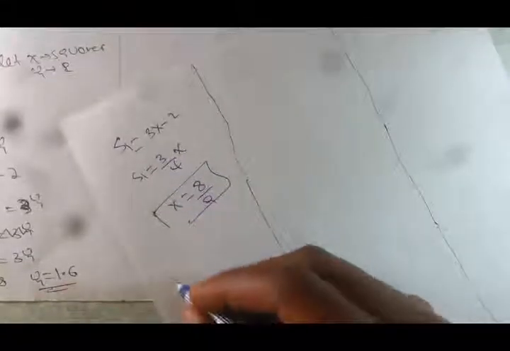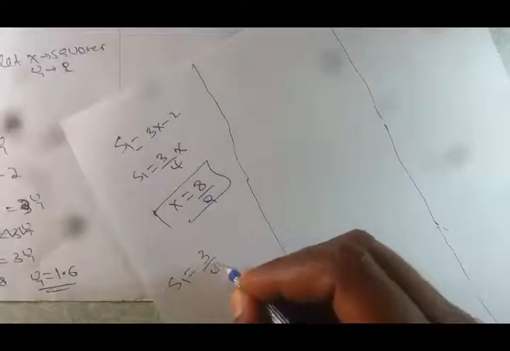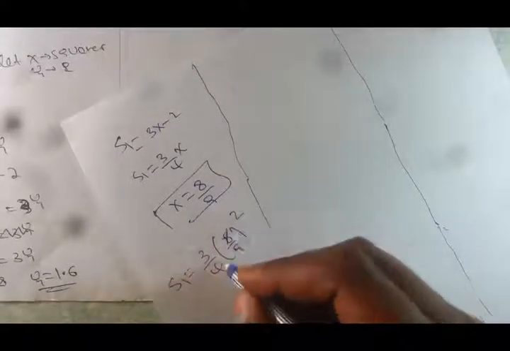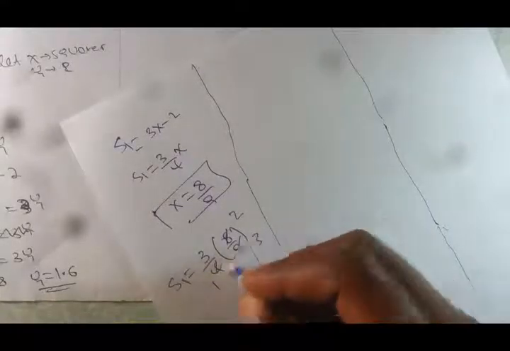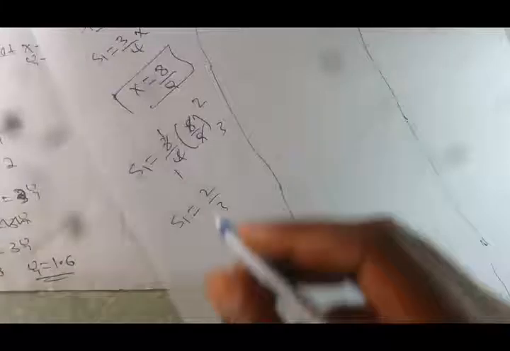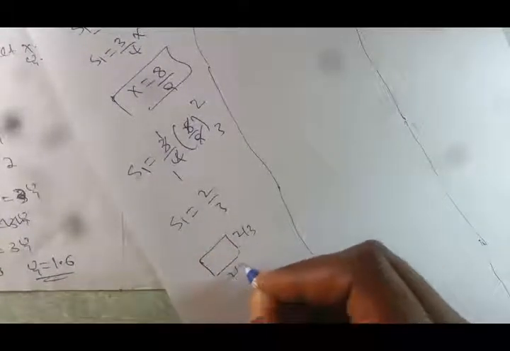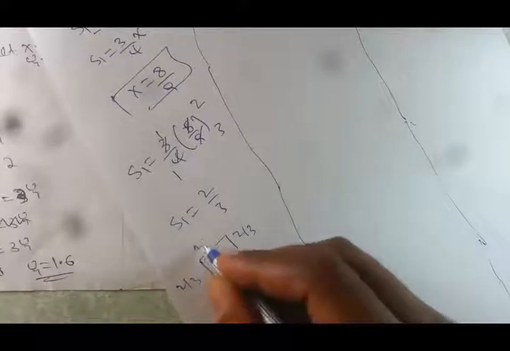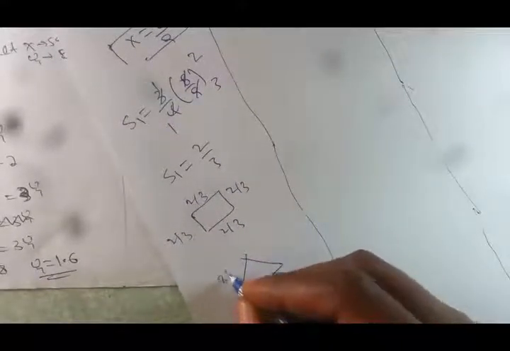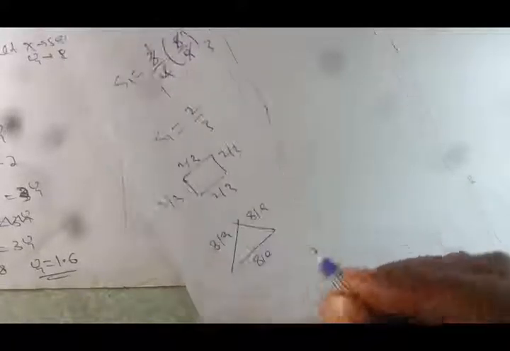And to find the side of the square, S1 is equal to 3 over 4 times the value of x, which is 8 over 9. This is equal to, 2 by 4, 1 by 3, 3 by 3, 1. Therefore, the side of S1 is equal to 2 over 3. Therefore, for the square, the sides are 2 over 3, 2 over 3, 2 over 3, 2 over 3. For the equilateral triangle, the sides are 8 over 9, 8 over 9, 8 over 9.